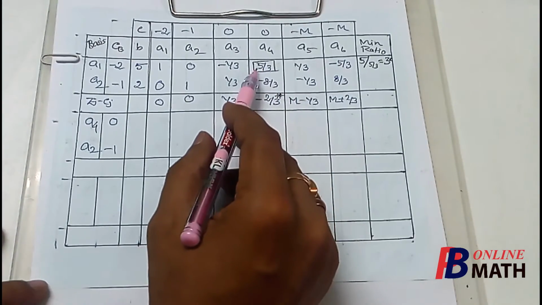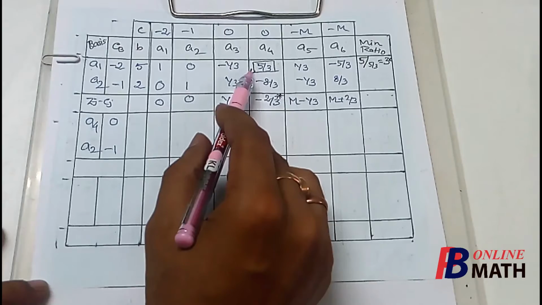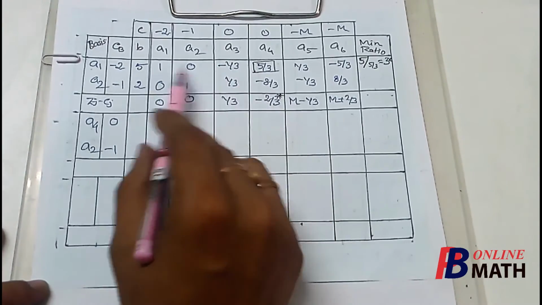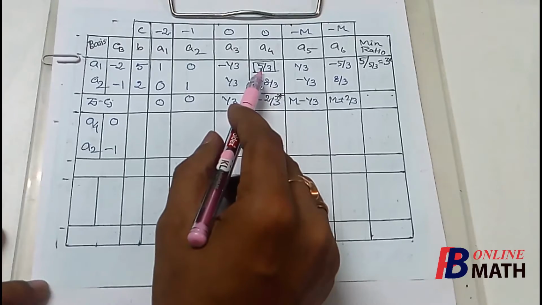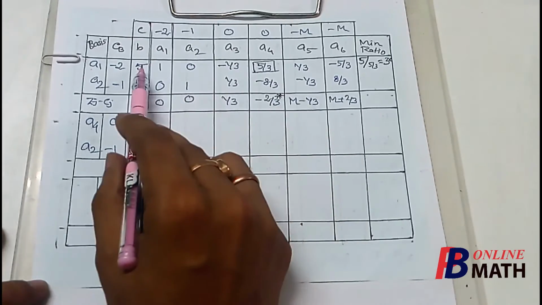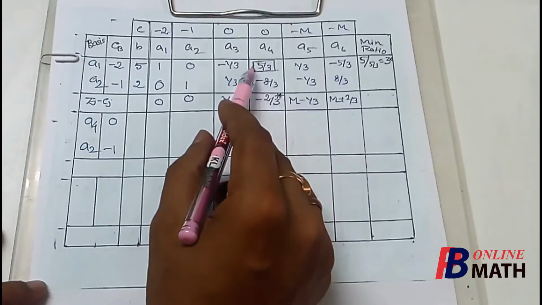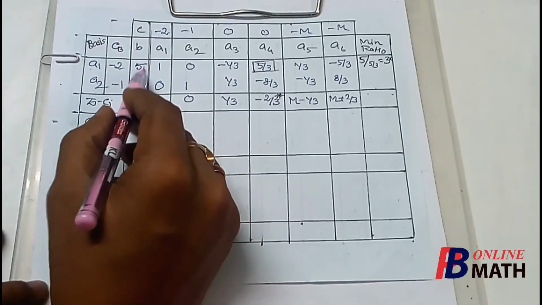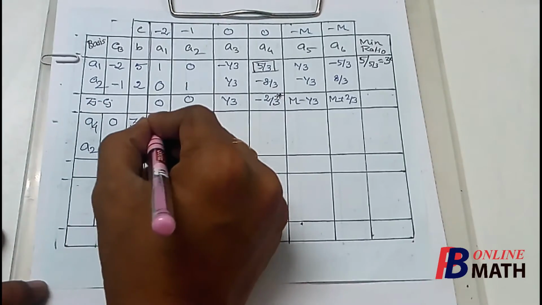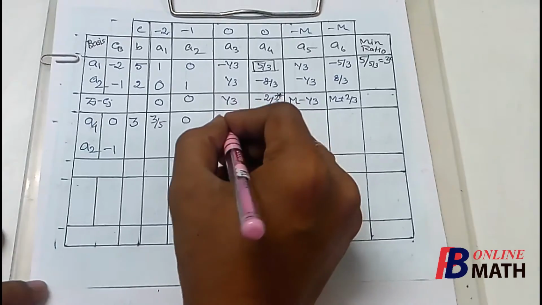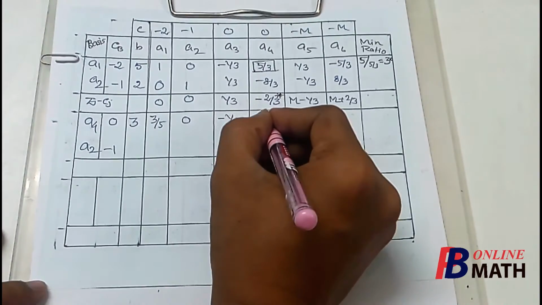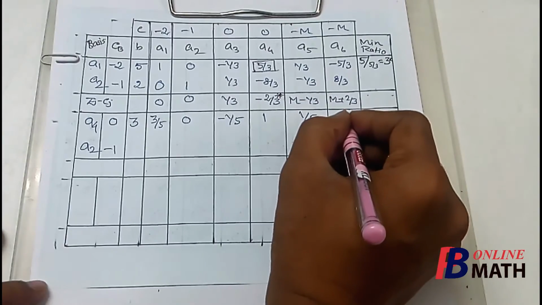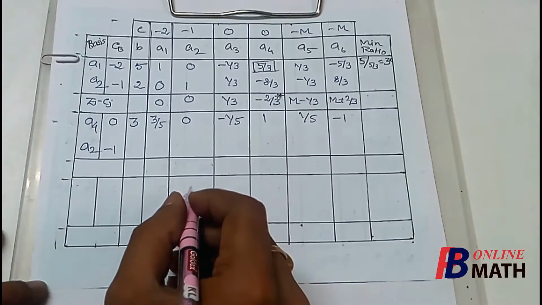That means we have to apply the row operation R1 star equal to R1 into 3 by 5. If we multiply this row by 3 by 5, then we can make this element 1. So let us multiply all the elements of this row by 3 by 5. Then this will be 3, because 5 into 3 by 5 is 3. It will be 3 by 5, 0. It will be minus 1 by 5. It is 1. It is 1 by 5 and it is minus 1.